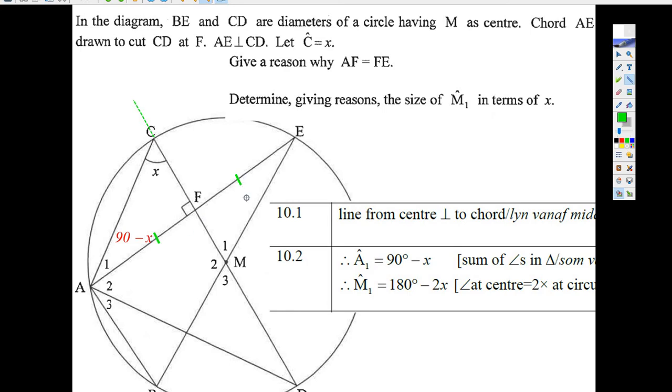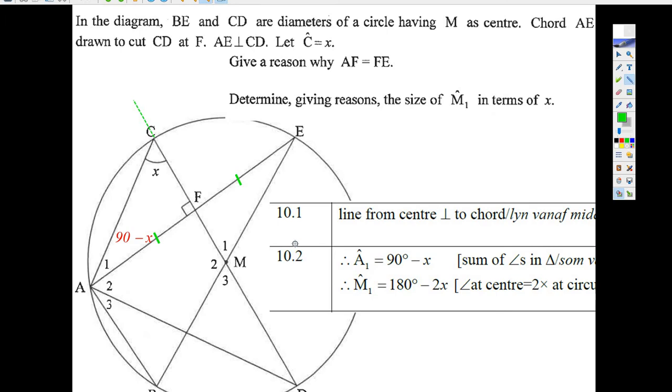If these two are equal, it means this chord AE is bisected. And the reason it's bisected is that a line from the center perpendicular to the chord cuts it into two equal pieces. So that's why AF equals FE.